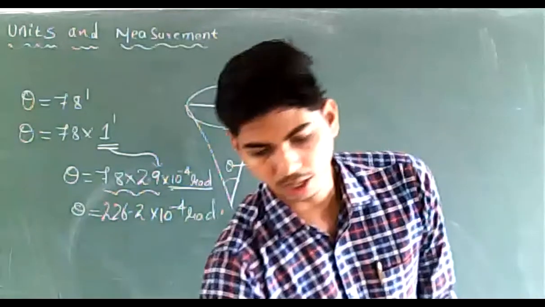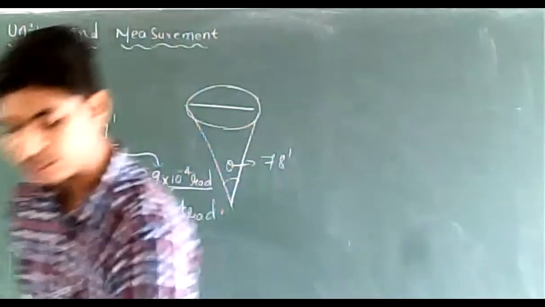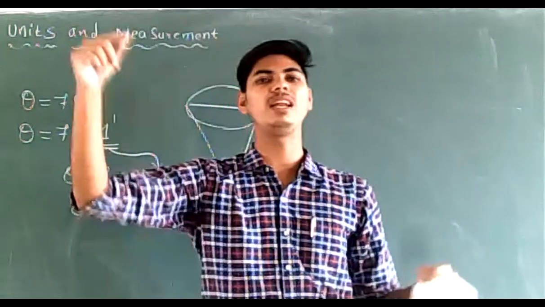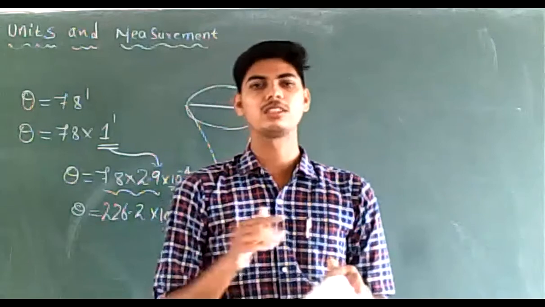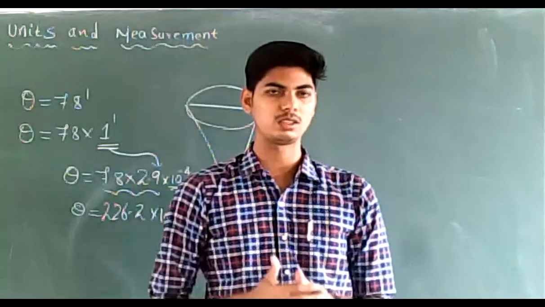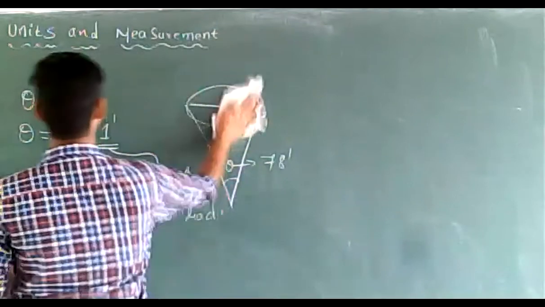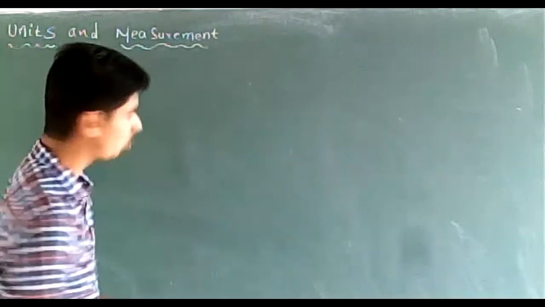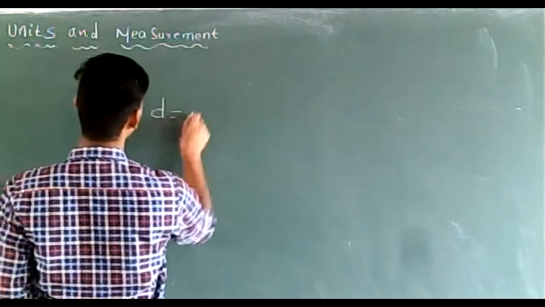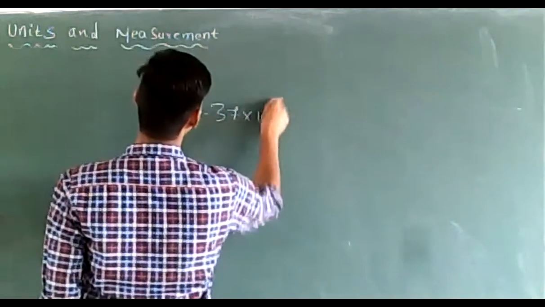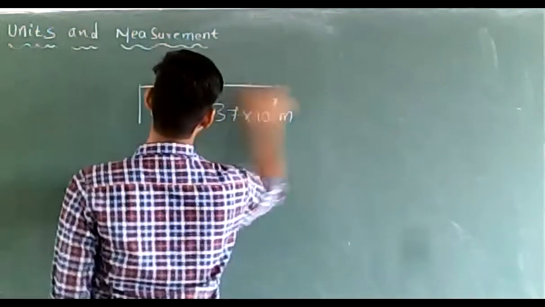So this is regarding the parallax method. See, the parallax method is mainly used to measure very large distances, such as the distance between the sun and the diameter of the sun. The diameter of the sun was measured to be 1.37 into 10 to the power of 9 meters.